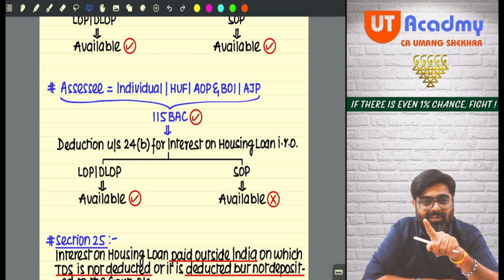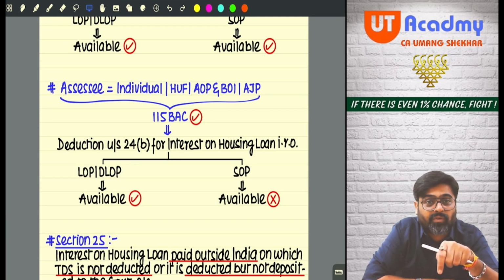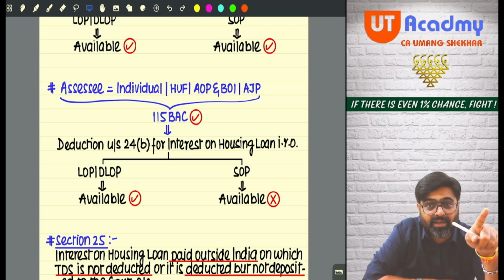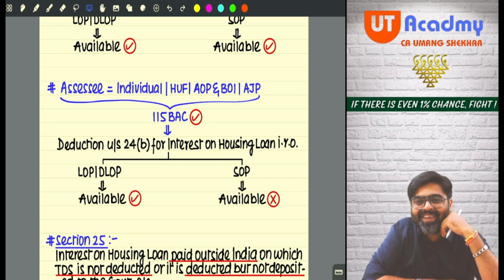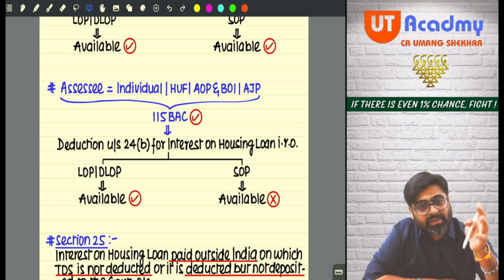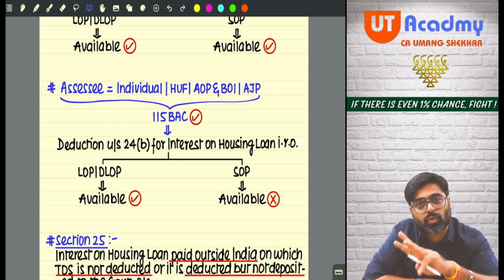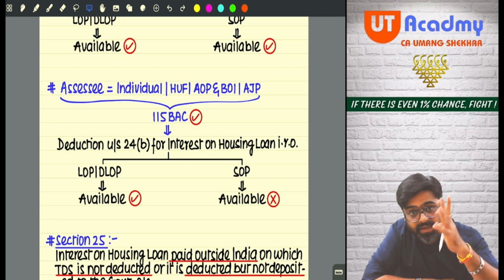Now be very careful that while solving the question, if they are telling you that the assessee is following 115BAC, and for that assessee SOP is given and still you are taking the interest deduction, you are gone. Because interest deduction is not available from SOP when you follow 115BAC. But if in that same question they are telling you that the assessee is shifting out of 115BAC, he is not following 115BAC, and SOP is given, then from that SOP you can claim interest deduction up to 30,000 or 2 lakhs, as the case may be. Very, very, very important.